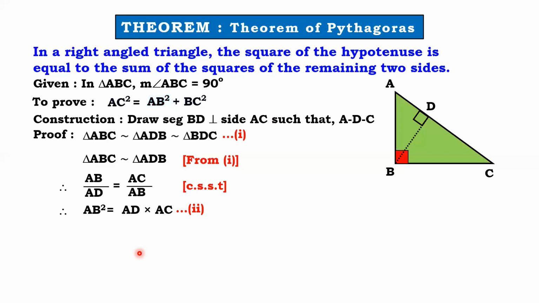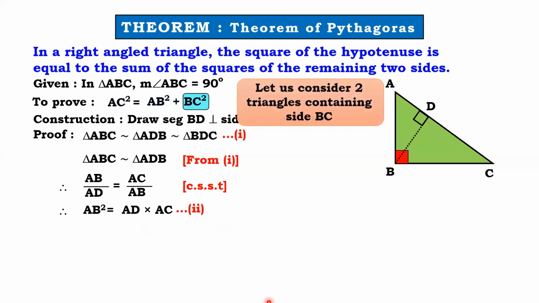Now, if you see the next thing, what we require is BC square. So to get BC square, we need to consider two triangles containing side BC. The two triangles containing side BC are the first triangle and the third triangle. So now we'll write triangle ABC similar to triangle BDC. Where did we get this from? From equation 1.